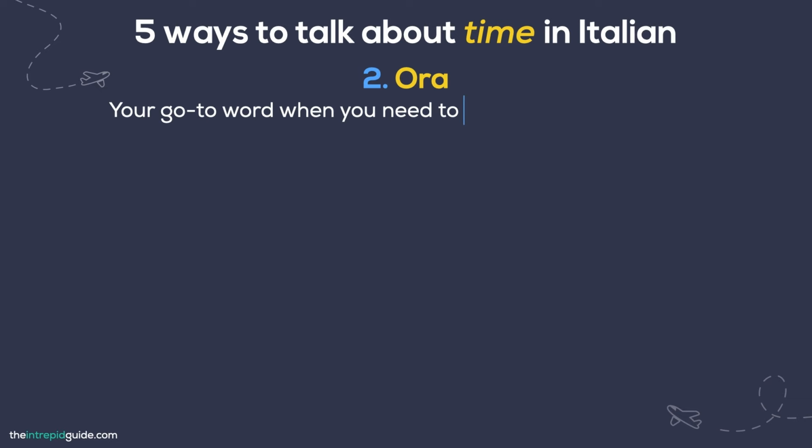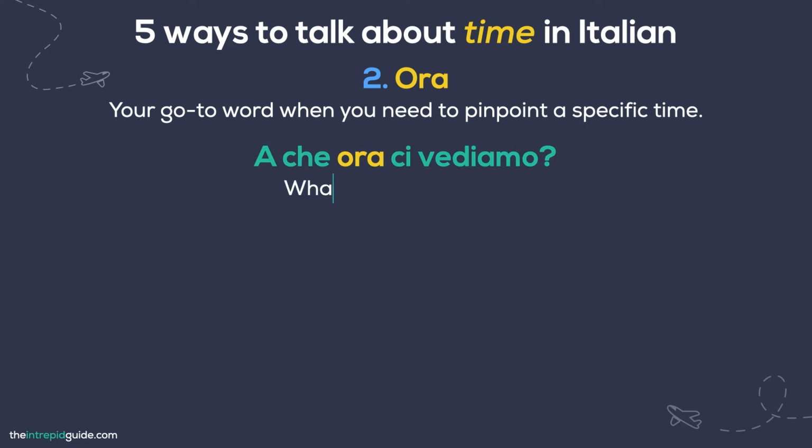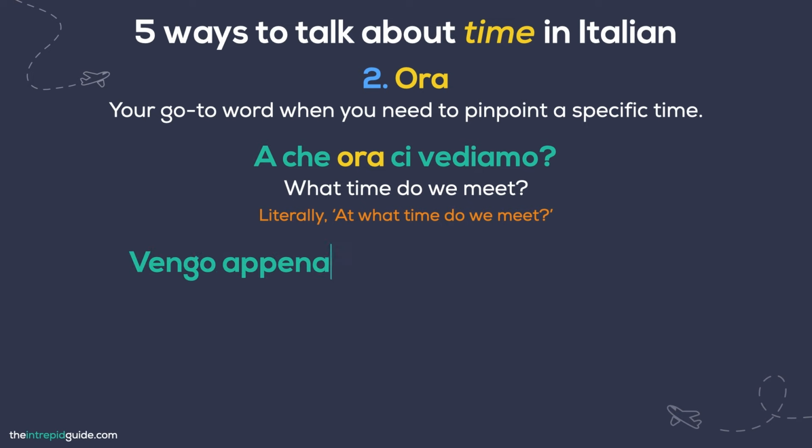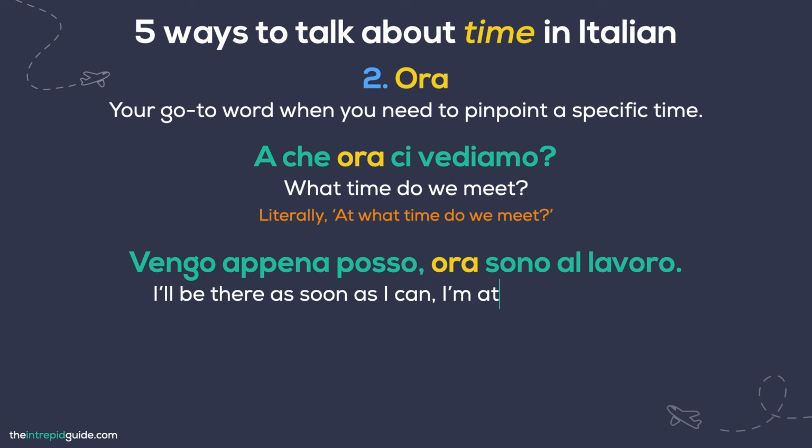The next term is Ora. Ora. Now this is your go-to word when you need to pinpoint a specific time, such as in the question, A che ora ci vediamo? What time do we meet? Literally, at what time do we meet? Or to talk about what's happening right this moment, such as Vengo appena posso. Ora sono al lavoro. I'll be there as soon as I can. I'm at work right now.